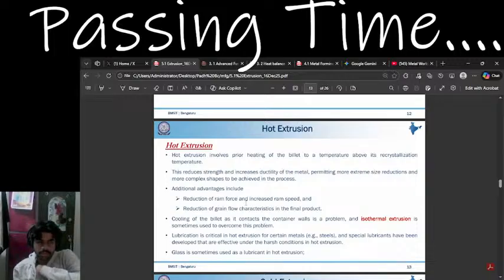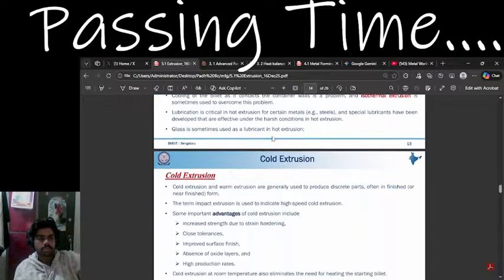Cooling of the billet is a main problem, so lubrication is critical. Lubrication is critical in hot extrusion for certain metals, and special lubricants have been developed. They are effective under harsh conditions in hot extrusion. Glass is sometimes used as a lubricant in hot extrusion. Cold extrusion and warm extrusion are generally used to produce discrete parts, often in finished form.